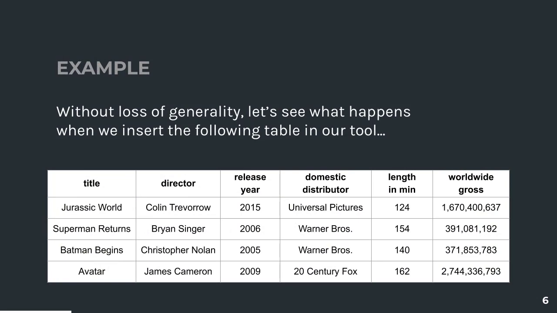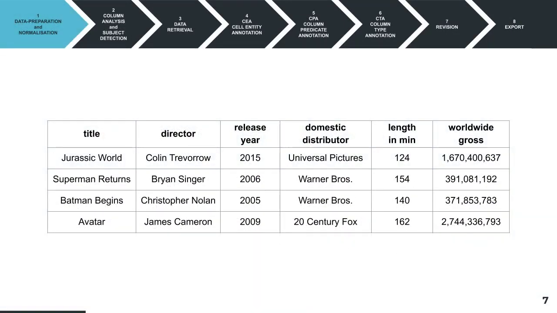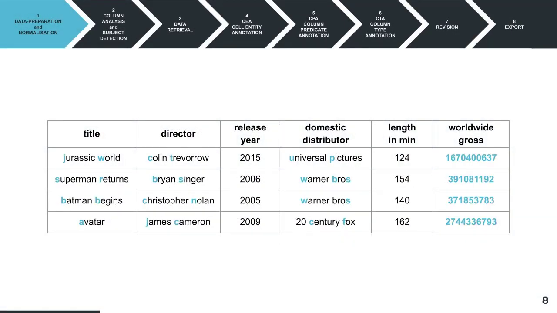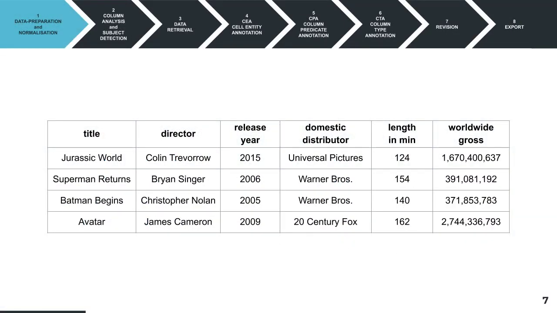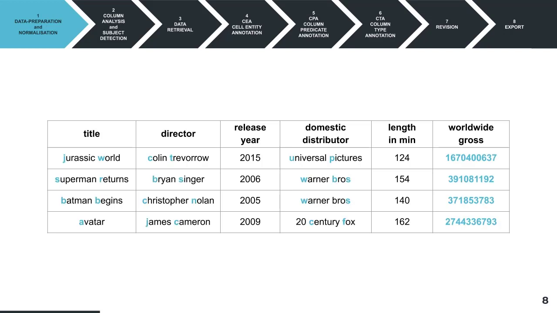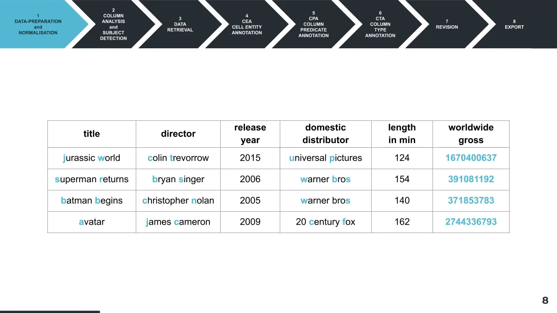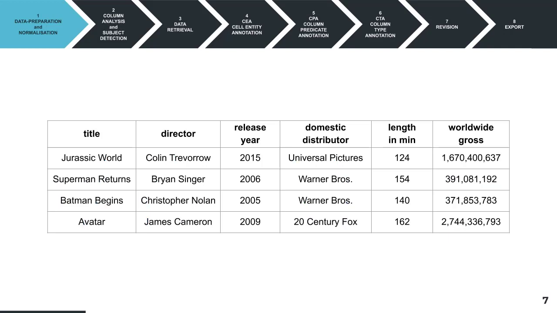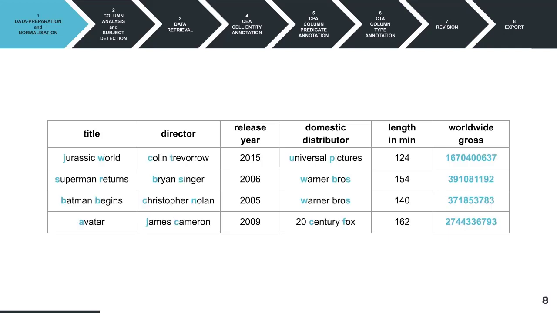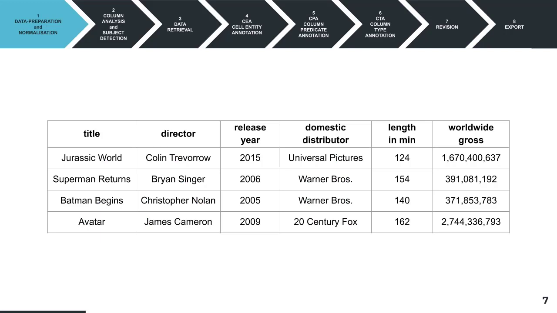Without loss of generality, let's see what happens when we insert the following table in our tool. The first step is to clean the data. Notice how all the strings are now lowercase and without punctuation. Warner Bros. with capital letters and the dot at the end becomes all lowercase. Literals too are normalized in a single format, like for example the worldwide gross.